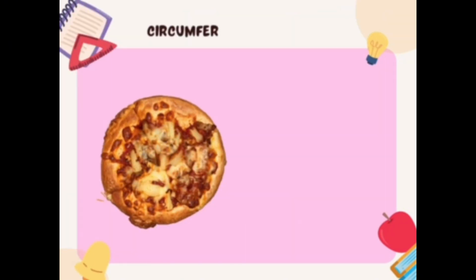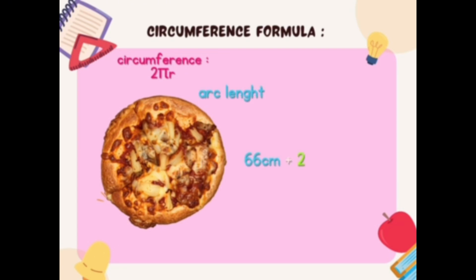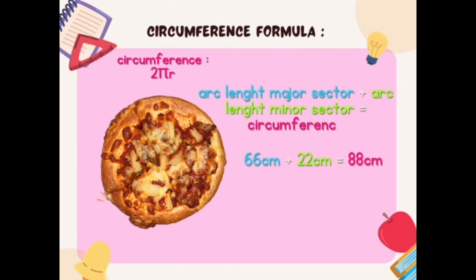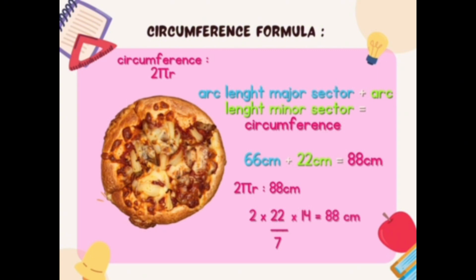Using the circumference formula, which is 2 pi r, we can also check whether the arc length calculation for both sectors is correct. For example, by adding the arc length of the major sector and the minor sector, which is 66 plus 22, the total is 88. Using the circumference formula, which is 2 pi times 14, the answer is also 88. Therefore, this proves that our previous calculation is correct.